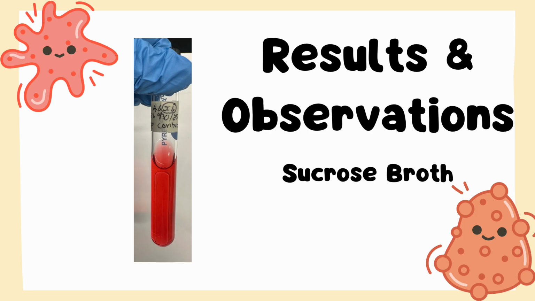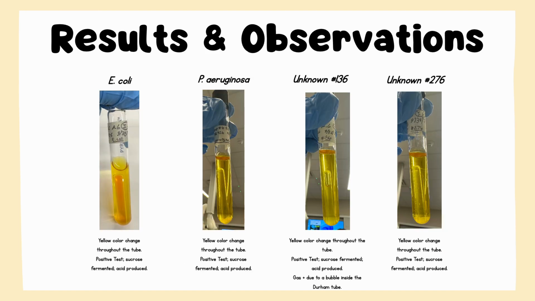Now for the results and observations of our sucrose broth. To the left, you can see our control group. For our E. coli, there was a yellow color change throughout the tube, indicating a positive test, sucrose being fermented, and acid being produced.